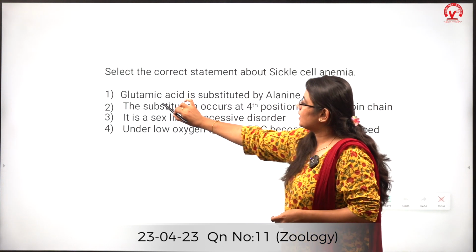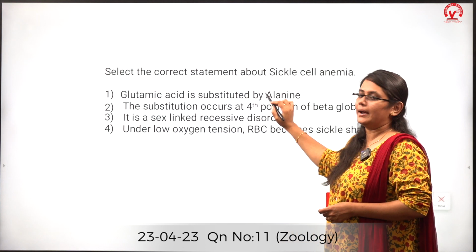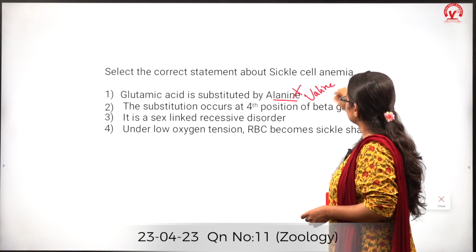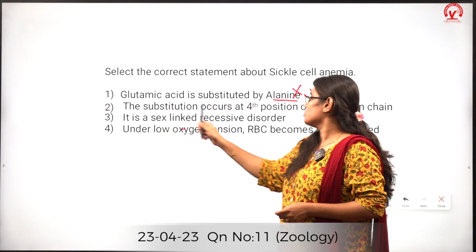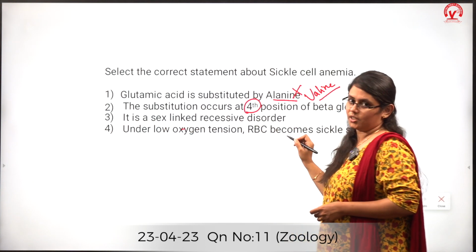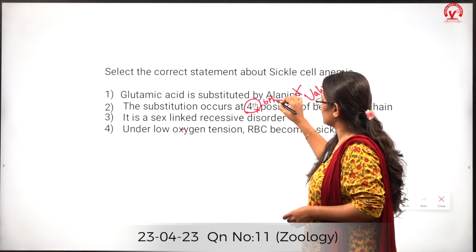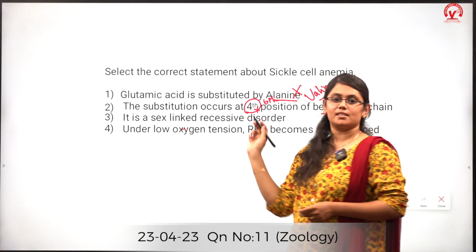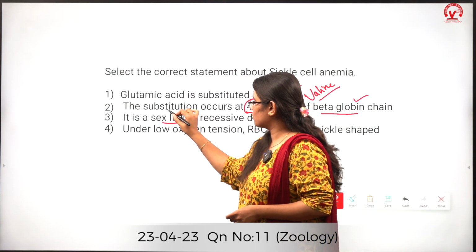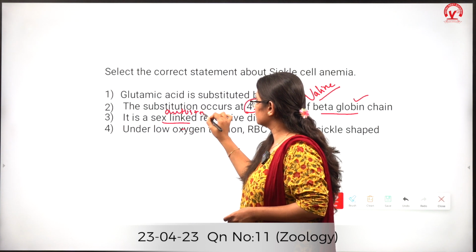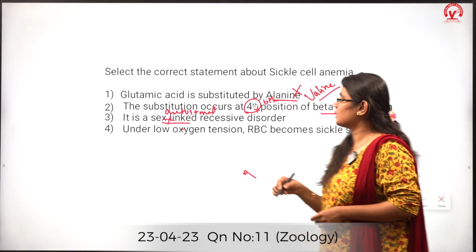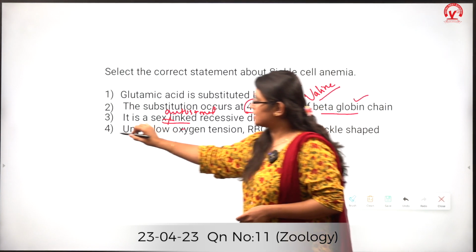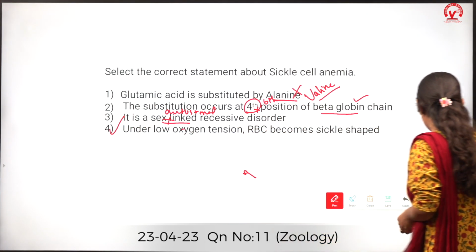Coming to the first one, in sickle cell anemia, glutamic acid is substituted not by alanine, it is substituted by valine. Second statement, the substitution occurs at the 4th position. No, it occurs at 6th position of beta globin chain. Third, it is a sex-linked recessive disorder. No, it is an autosomal disorder, so it is not a sex-linked disorder. Under low oxygen tension, RBC becomes sickle shaped. Yes, this point is correct. So option 4 is correct.